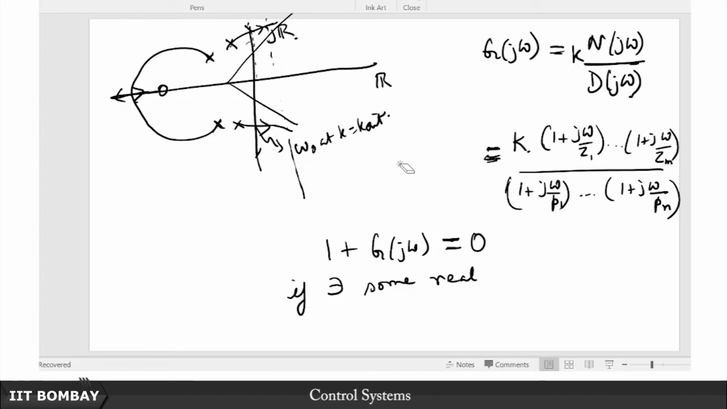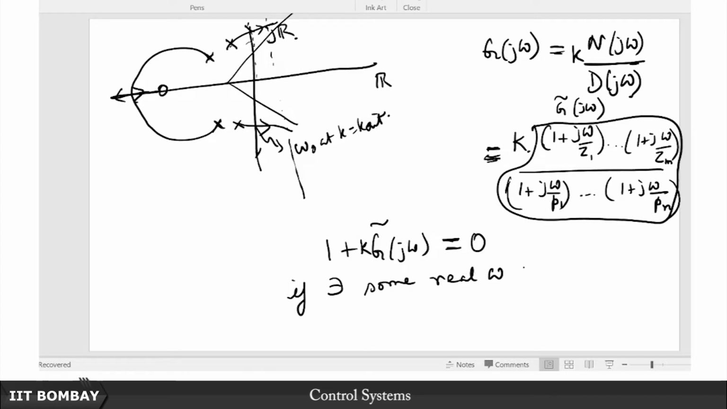This part I call g tilde, g tilde of j omega. So this is k times g tilde. If there exists some real omega such that 1 plus k g tilde of j omega is equal to 0, then I am in trouble. Why do I say that?